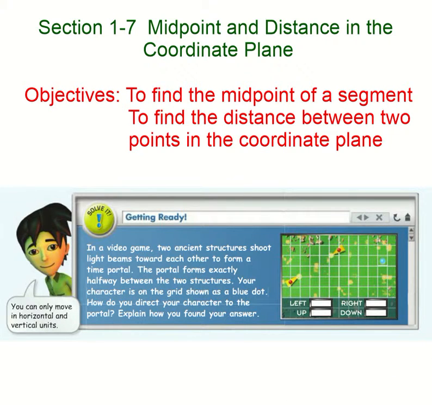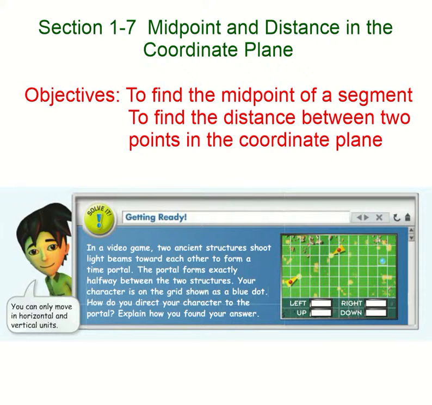This is section 7 of chapter 1 of geometry. What we're learning about today is midpoint and distance in the coordinate plane. We're going to talk about the midpoint formula and the distance formula today. Our objective is to find the midpoint of a segment and to find the distance between 2 points in a coordinate plane.